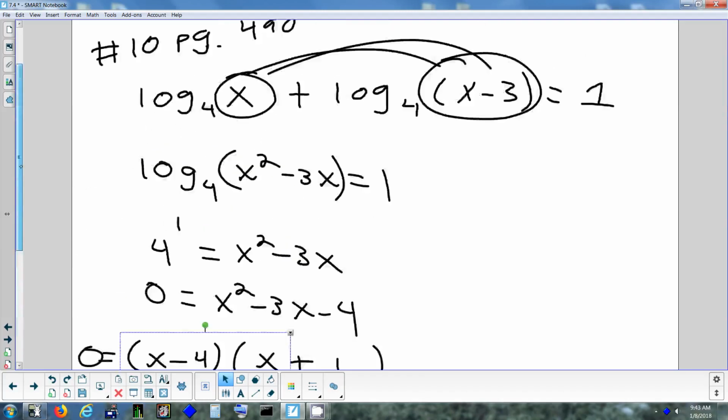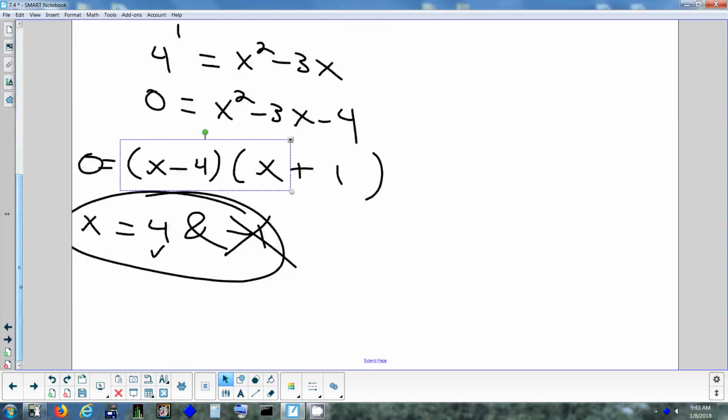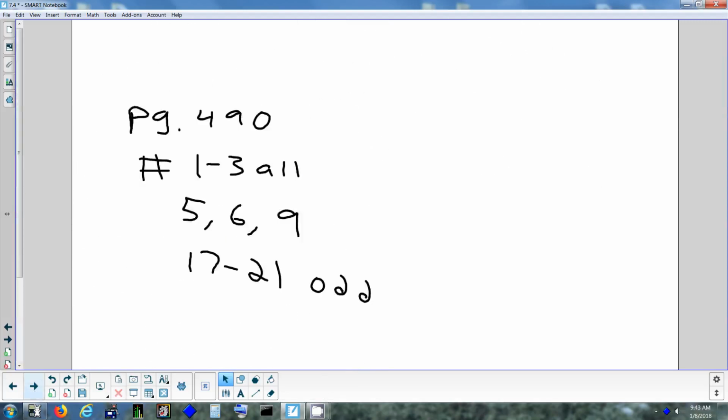Okay, and that one, I'm not sure if that was one from the homework. That was number 10. No, I skipped it. I took that one off, so you don't have to do 10 because we just did it. So homework on page 490: 1 through 3 all, 5, 6, 9, and then 17 through 21 odd. So it's nine questions.